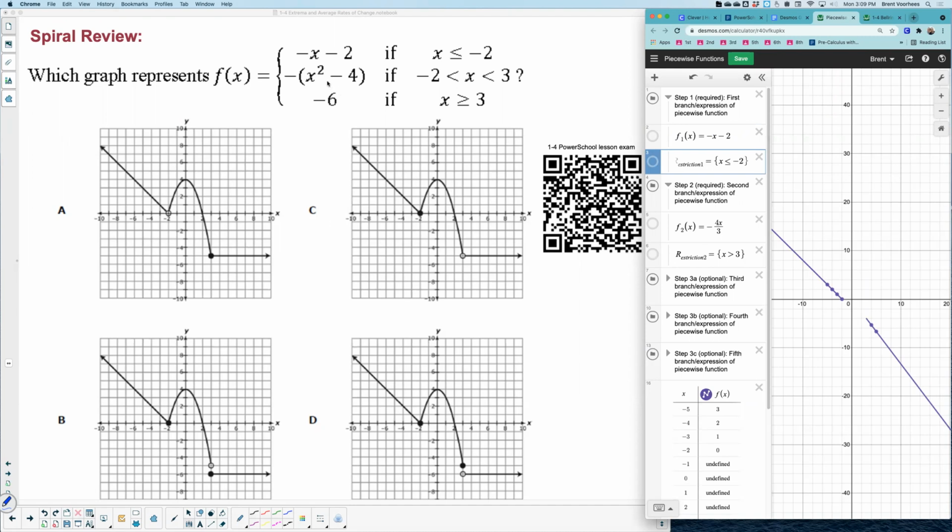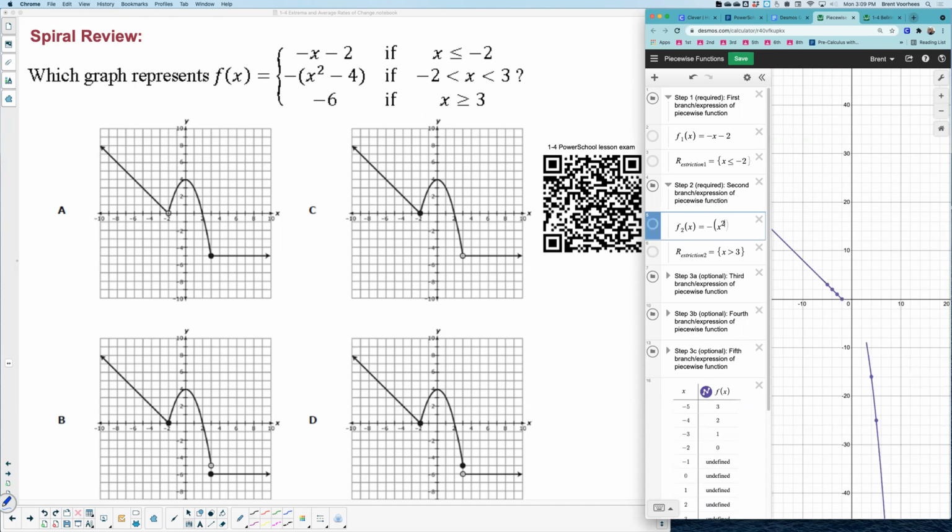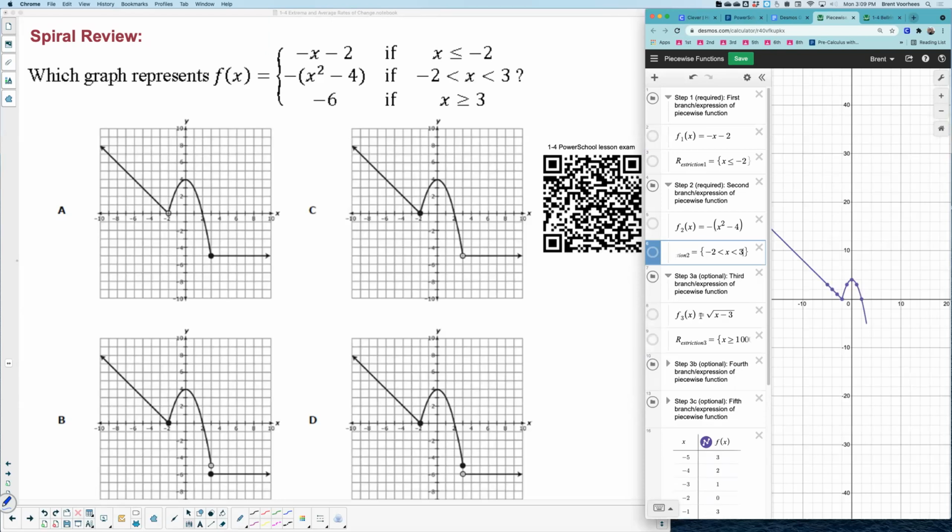The second piece of the graph is that we have a negative parentheses x squared, so it'll be an upside down parabola, minus 4 between the x values of negative 2 and 3. And then finally, we'll have a third piece. So I'm going to open this one up. We'll have a third piece, which is just negative 6, as long as x is greater than 3. And so there's the third portion of the graph.